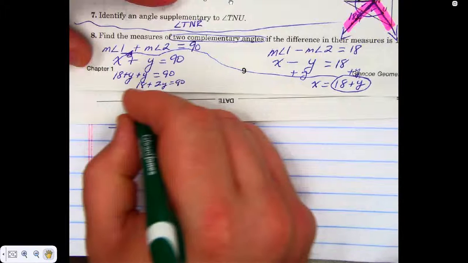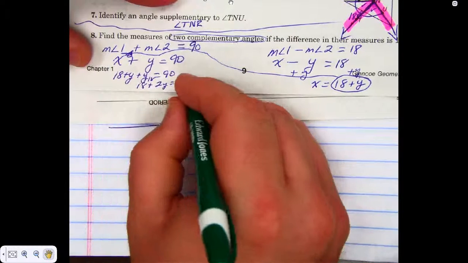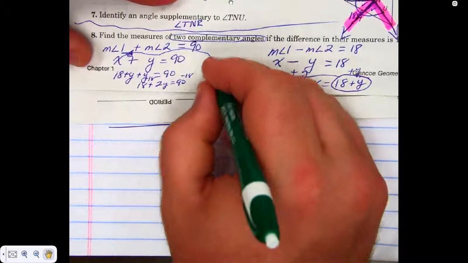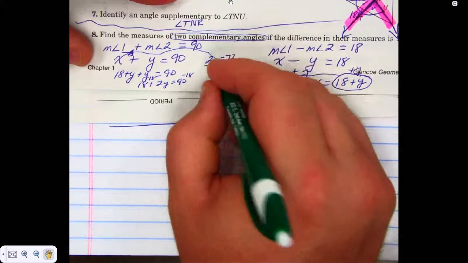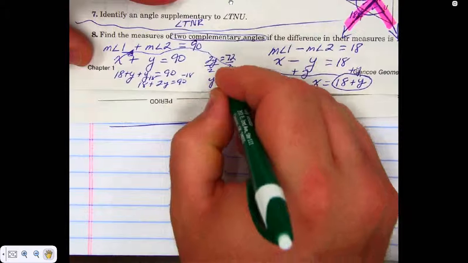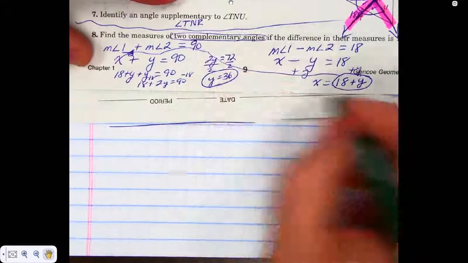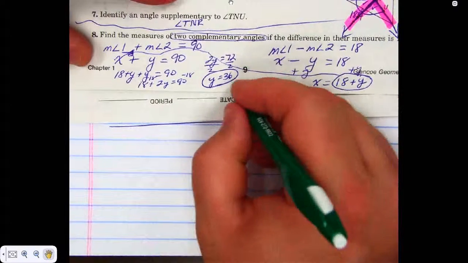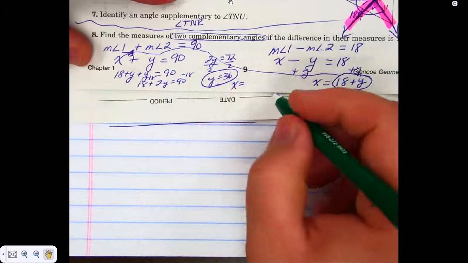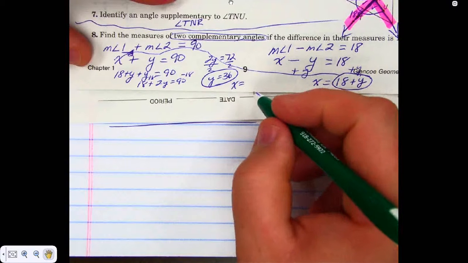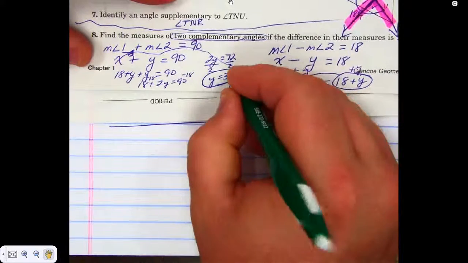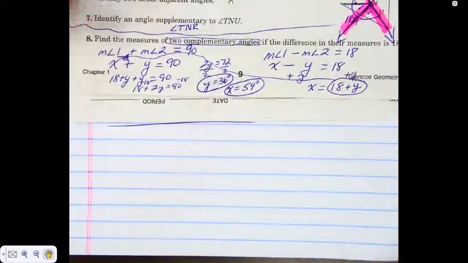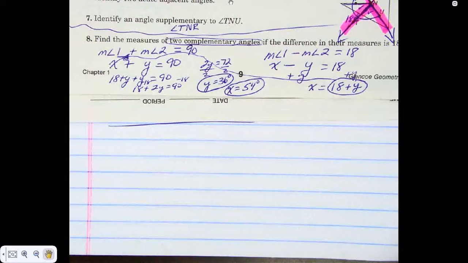I'm going to subtract 18 from both sides, 72, and I will get 2y is equal to 72. Divide by 2. y is 36. Well, if y is 36, what's left for x to be? What do they have to add to? 90. So 54. 54 degrees. Don't you love it when we get to redo some algebra fun stuff? Make sure you write that down.